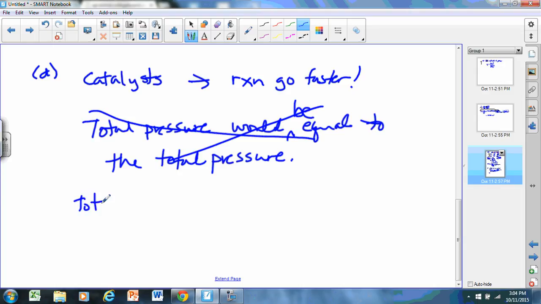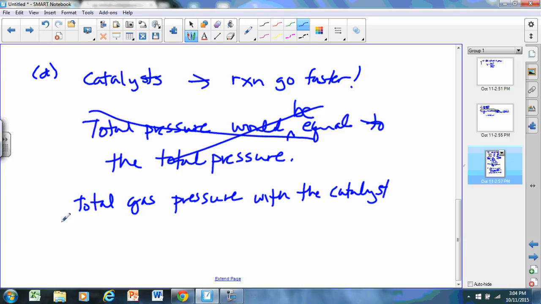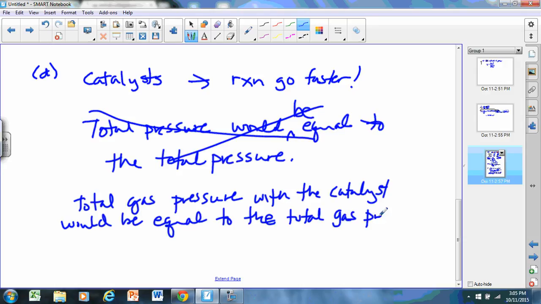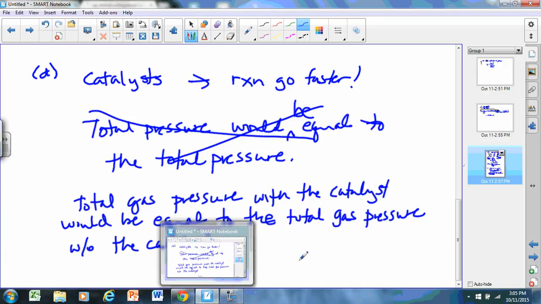The total gas pressure with the catalyst would be equal to the total gas pressure without the catalyst, because catalysts just make the reaction go faster. They do not affect the equilibrium.